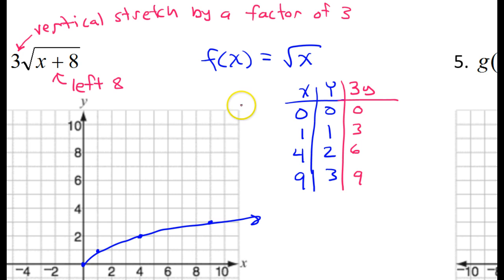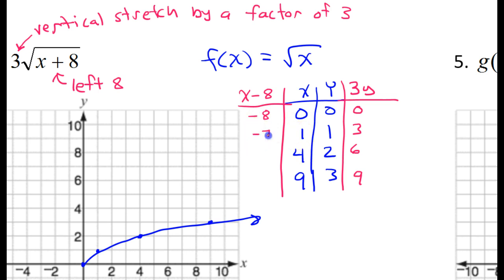I'm also going to need new x values because of the left 8. Now we've learned that it's always the opposite of the way it looks. But when I do the actual calculations, if I want this thing to be left 8, I'm going to have to take each x value and subtract 8. Because of the left 8. So that means this new x value will be negative 8.